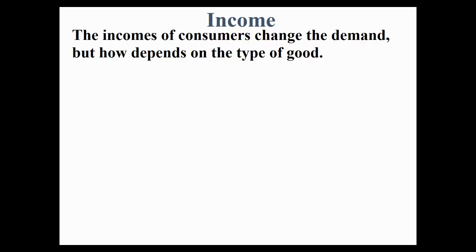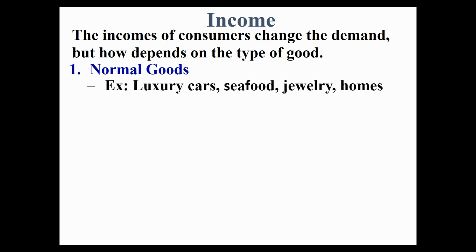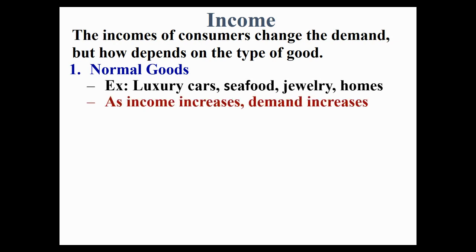Okay, so let's take a look at income now. Okay, normal goods. Typically what happens with normal goods is that as income increases, our demand increases, and as income falls, demand falls. So as we make more money, we'll buy more normal goods. We make less money, we'll buy less. So if our income goes up for a normal good, our demand curve increases to the right. If our income goes down, our demand curve shifts to the left.